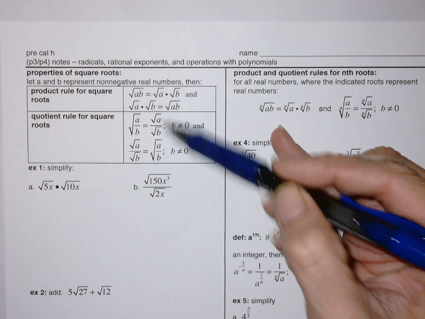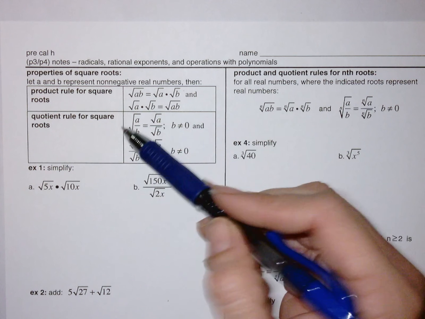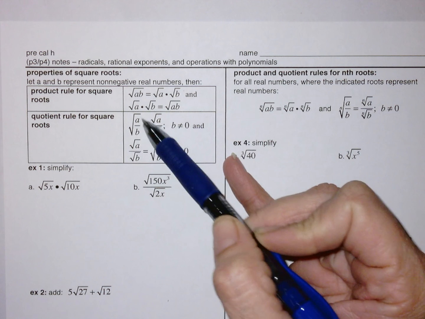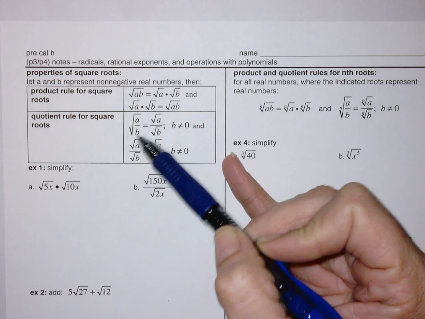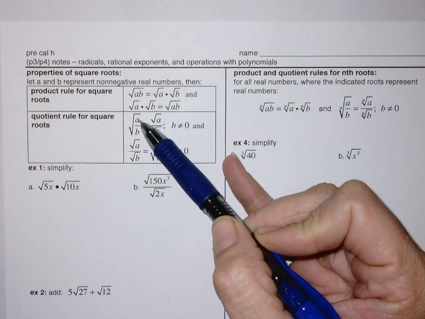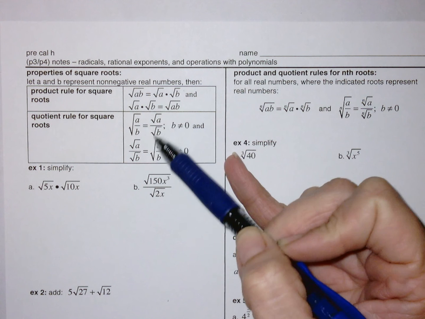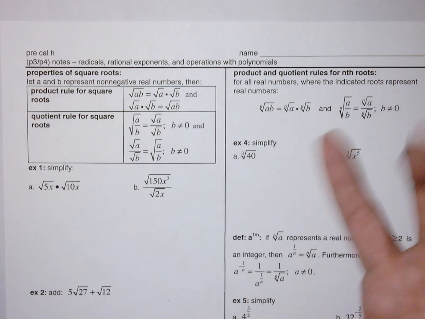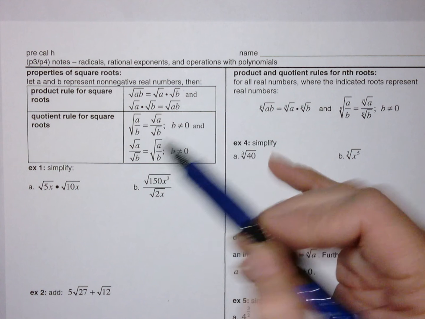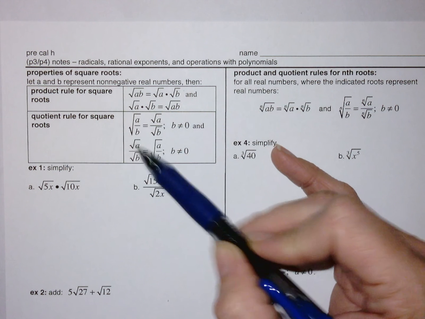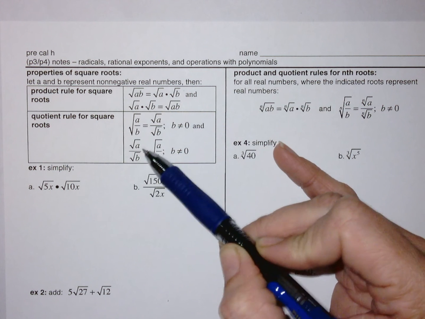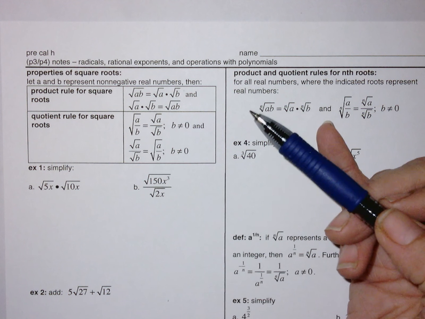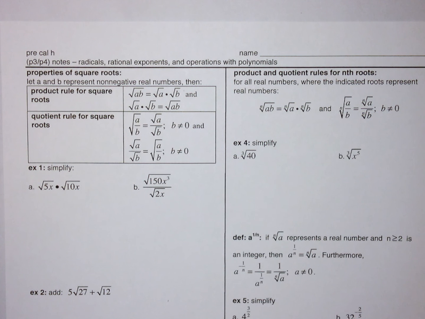The same is true for division, or the quotient rule for square roots. If you have two quantities underneath a square root and you're dividing, you're allowed to split up that square root. It's kind of like the distributive property, but not exactly. Same thing, if you have two square roots, you're allowed to go from two square roots to one square root in division. Now this only works in division and multiplication. It does not work with addition or subtraction, so be aware of that.